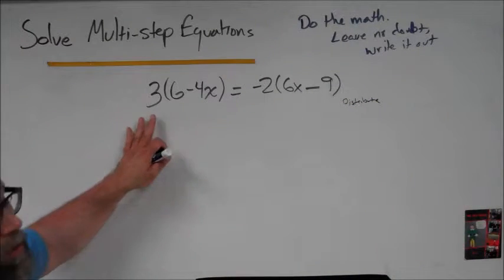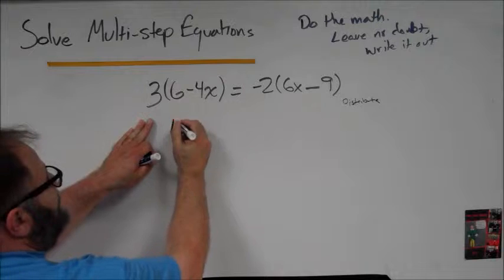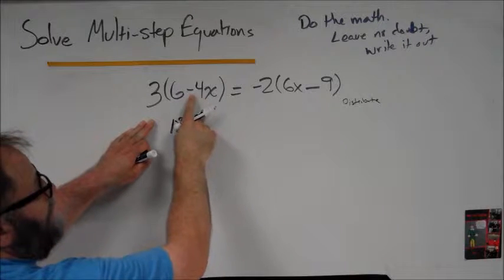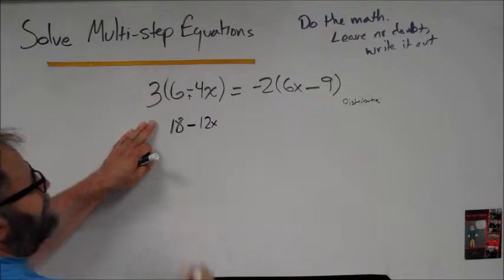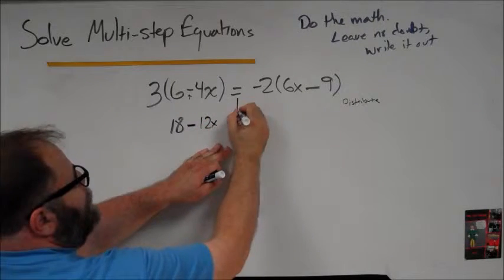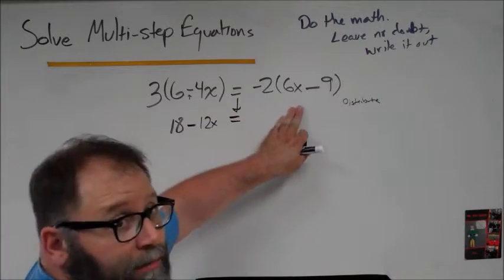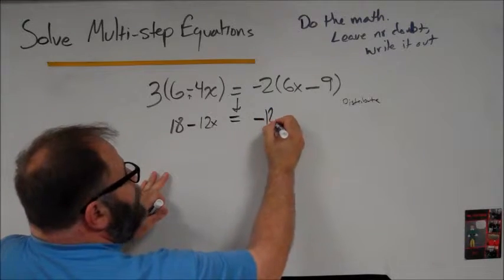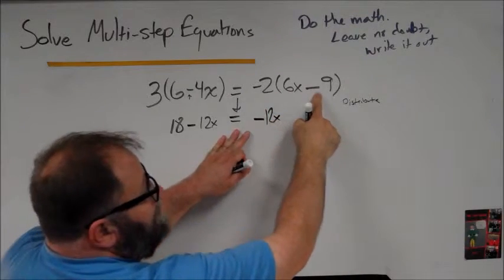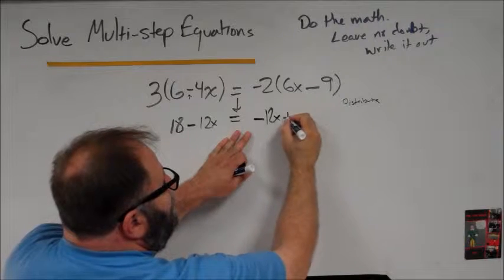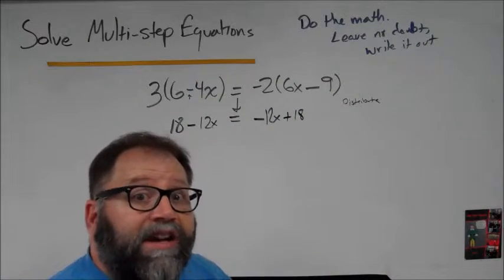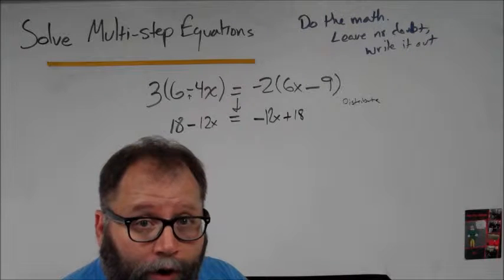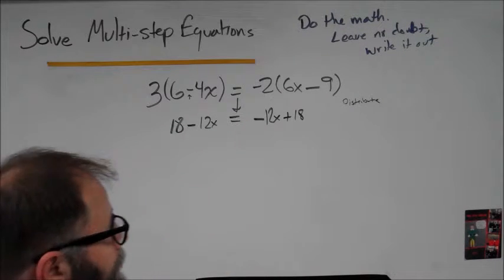So let's distribute first. 3 times 6 gives me 18. 3 times negative 4x gives me negative 12x. And that's equal to, bring my equal sign down, negative 2 times 6x is negative 12x. Negative 2 times negative 9 gives me positive 18. Now what we've talked about is let's take care of the variable term first. Let's get it down to one variable term.